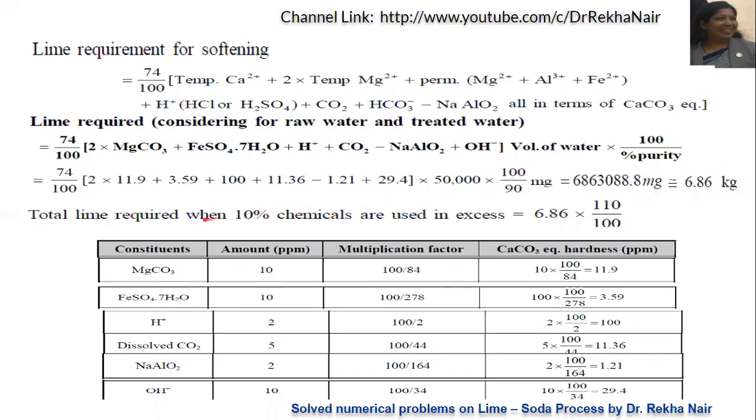And total lime required when 10% chemicals are used in excess, we can multiply 6.86 by 10% excess. Percent excess means 100 plus 10, that is 110%. So we can multiply it with 110%, it will come out to be 7.54 kg.